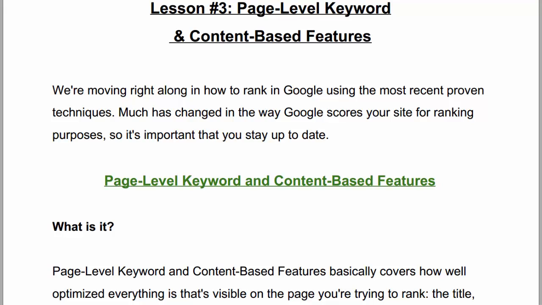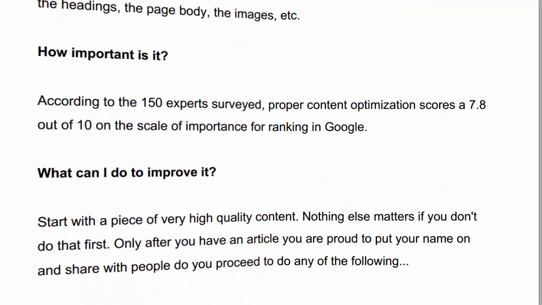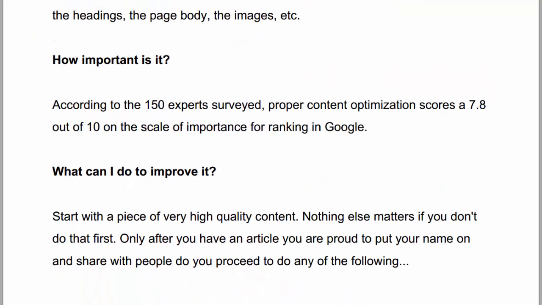First, the short answers. What are page-level keyword and content-based features? Page-level keyword and content-based features basically covers how well optimized everything is that's visible on the page you're trying to rank. The title, the headings, the page body, the images, and so on.